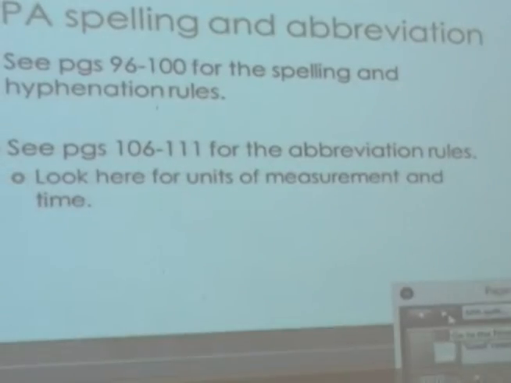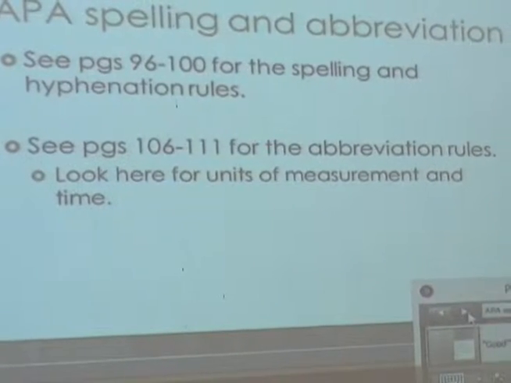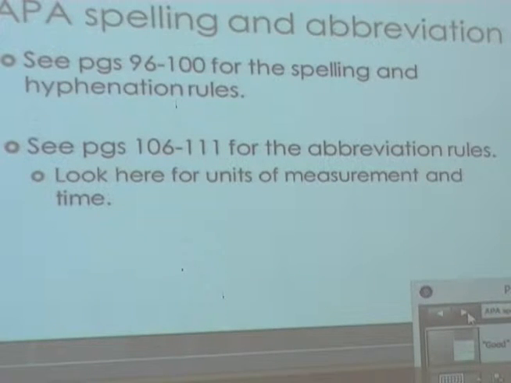Spelling and hyphenation rules. So, preferred spellings. When you should and should not hyphenate. They give you general rules. If you can't find the exact thing you're looking for, use a general rule.